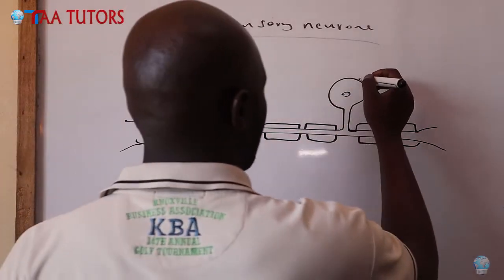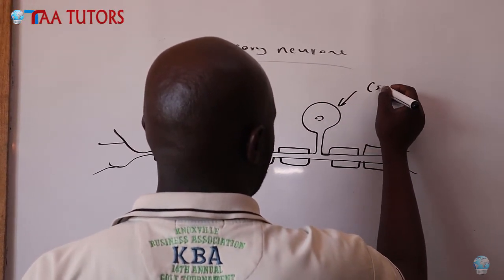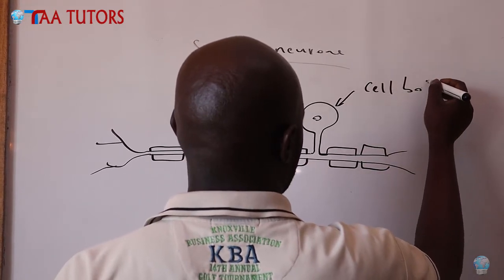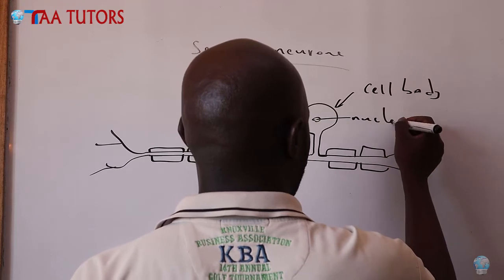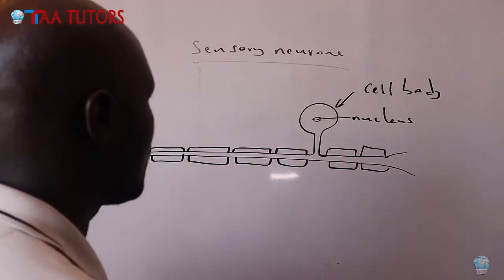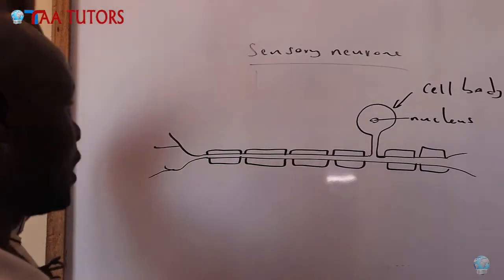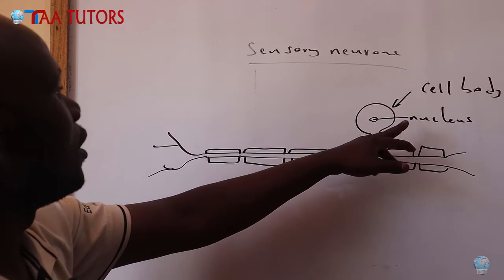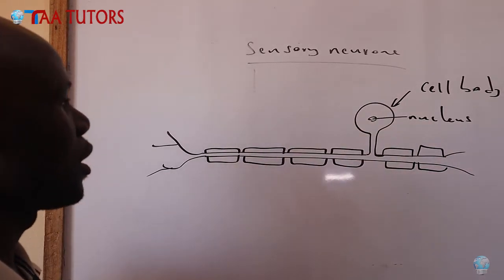Now this part here, this circular part here, we are referring to it as cell body. This is where we have got the nucleus, like every cell. The cells have got the nucleus, and the role of the nucleus is to control the activity of the cell. So this particular cell is really controlled by the nucleus, which is here. And that part that encloses the nucleus is called the cell body.